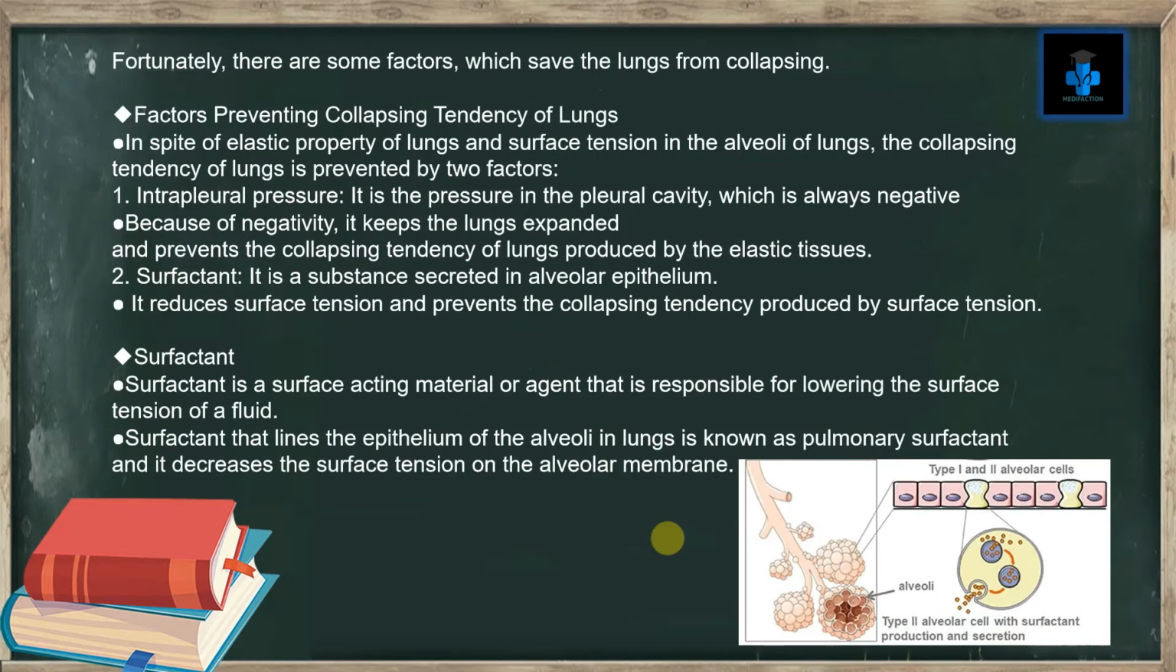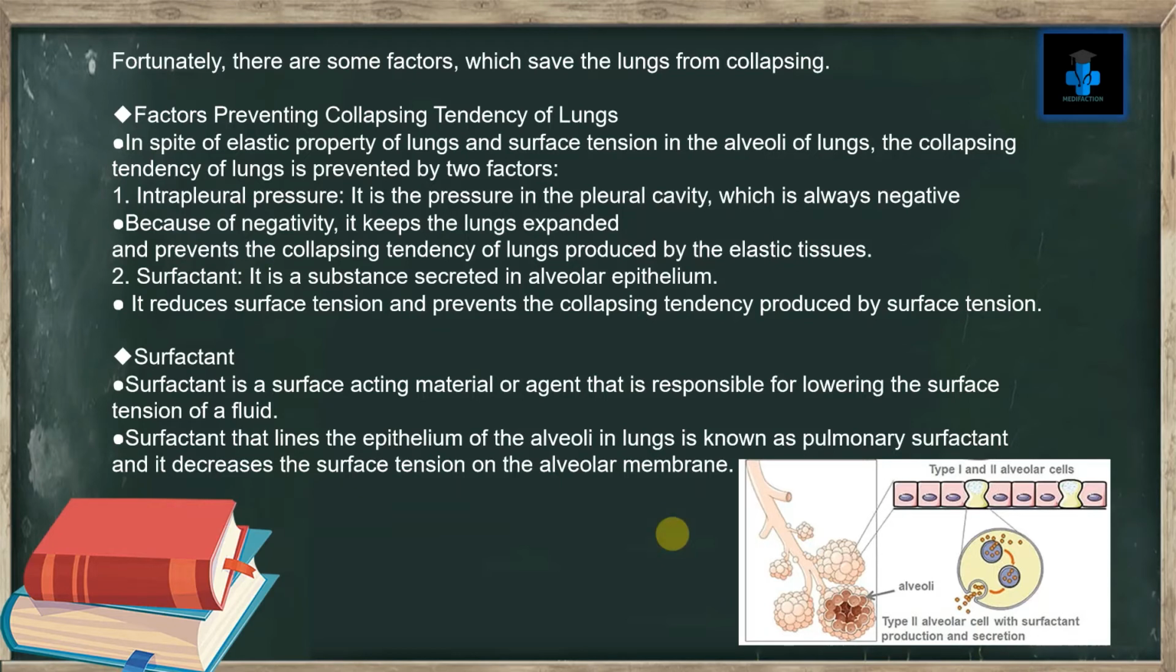Fortunately, there are some factors which save the lungs from collapsing. So, what are these preventing factors? In spite of elastic property of lungs and surface tension in the alveoli of lungs, the collapsing tendency of lungs is prevented by two factors mainly. Number 1 is the intra-pleural pressure. It is the pressure in the pleural cavity which is always negative.